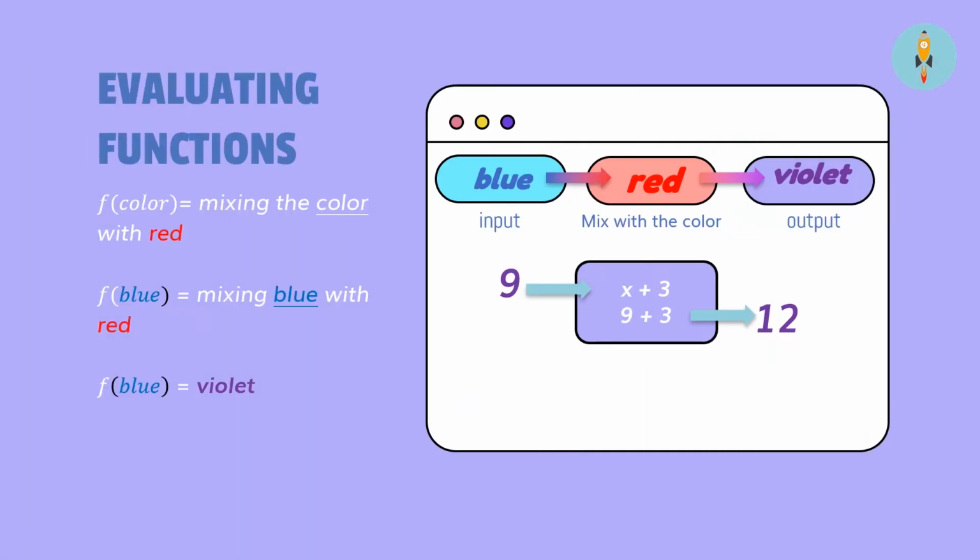For illustration, let's have this as an example. In function notation, this would be written like this. F of color is equal to mixing the color with red. Then we assign a color, say blue. So we substitute blue to color and find the answer. F of blue is equal to mixing blue with red. By mixing blue with red, the resulting color will be violet. Hence, f of blue is equal to violet.